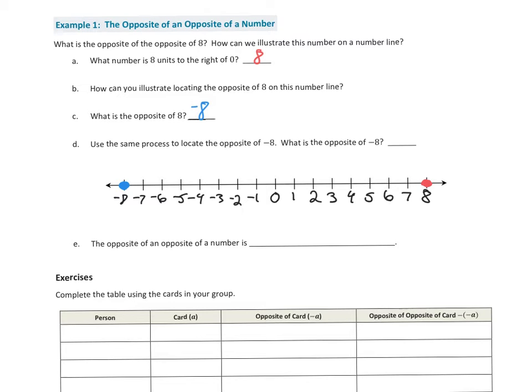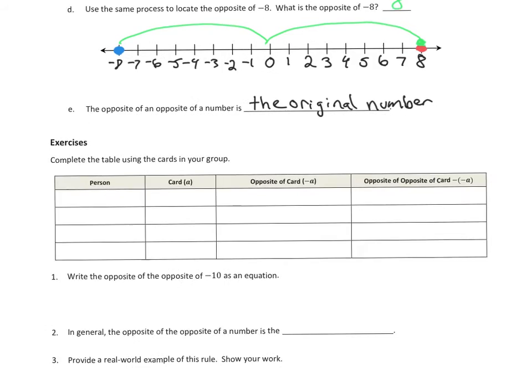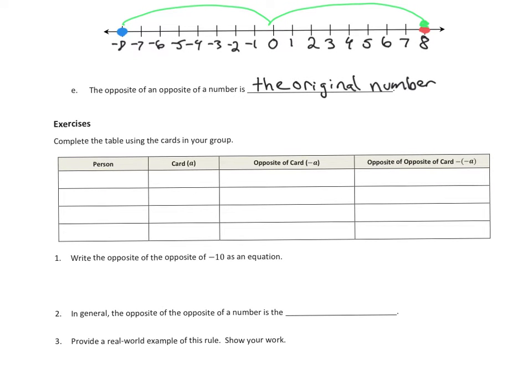Use the same process to locate the opposite of negative 8. What is the opposite of negative 8? Again, the opposite of negative 8 brings us back to 0 and then back to the positive 8, which is where we started originally. And so the opposite of negative 8 is positive 8 again. So the opposite of the opposite of a number is, as we've discussed in the past, the original number that we started off with. So the way that this is best illustrated is using the chart we have here.